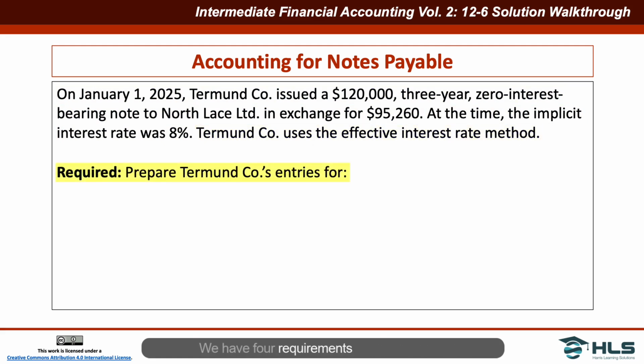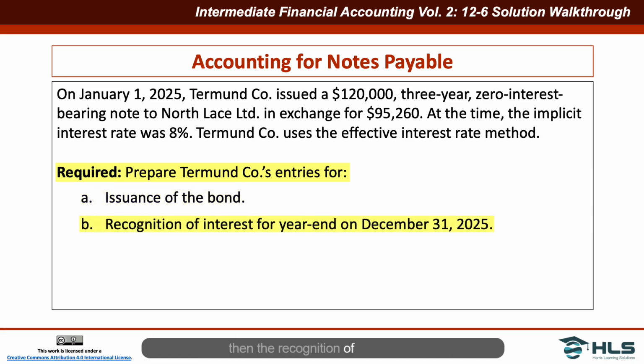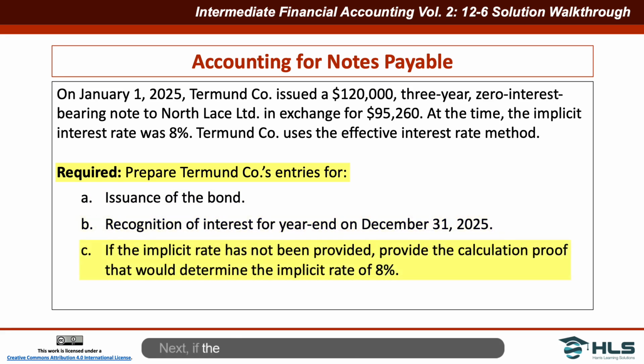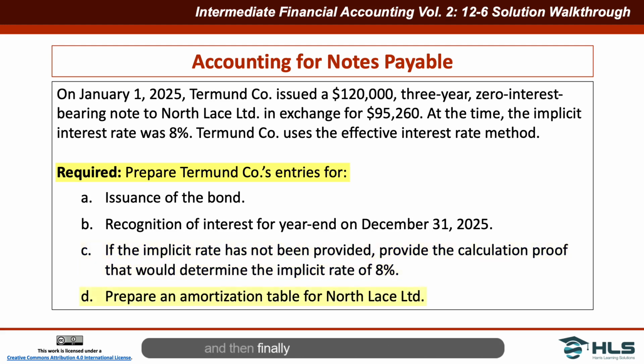We have 4 requirements for this problem. The first is to record the issuance of the bond, then the recognition of interest for the year end on December 31st, 2025. Next, if the implicit rate had not been provided, to provide a calculation of the proof that would determine the implicit rate of 8%, and then finally to prepare an amortization table for Northlace Limited.